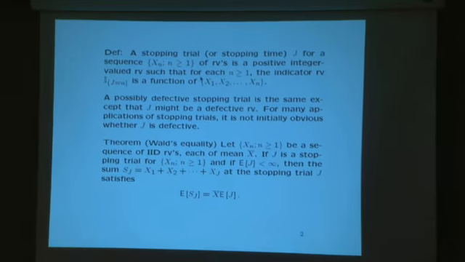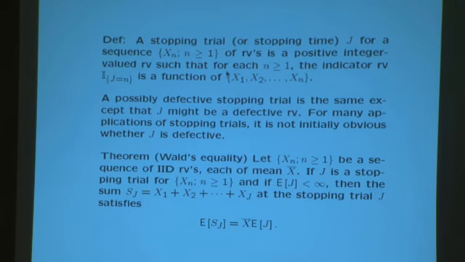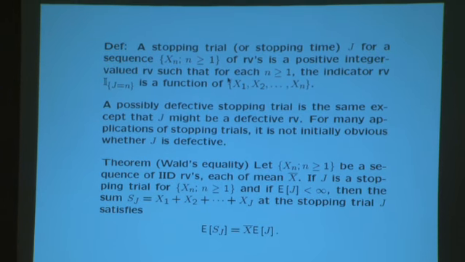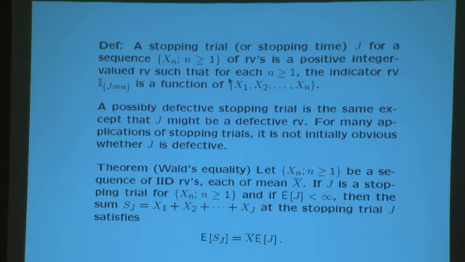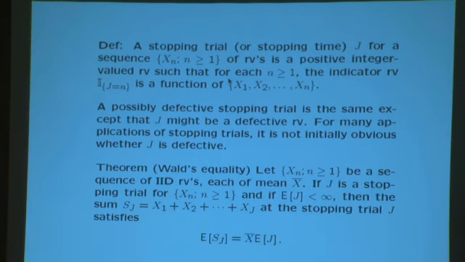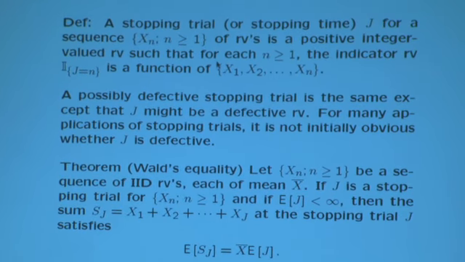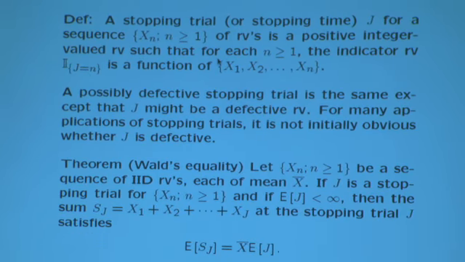Okay, so we started out with a stopping trial definition. J is a stopping trial for a sequence of random variables if it's a random variable and it has the property that for each n greater than or equal to 1, the indicator random variable, indicator of J equals n, is a function of X1 to X sub n. In other words, the decision of whether to stop at time n is a function of X1 up to Xn.